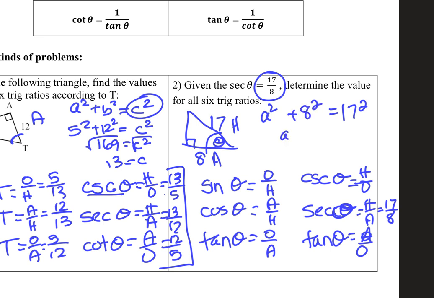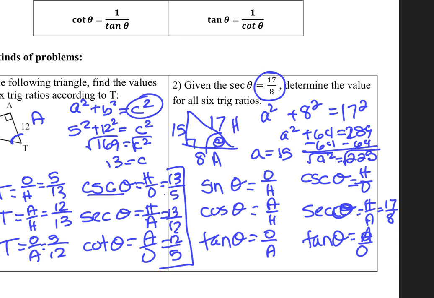So this becomes a squared plus 64 equals 289. Subtract the 64, and I get a squared is 225. Take the square root, and when I take the square root, I'm only taking the positive because we're talking about length here. And this is 15. So now I'm just going to switch colors so it's a little more obvious. Sine, this is our opposite. This is our adjacent. This is our hypotenuse.